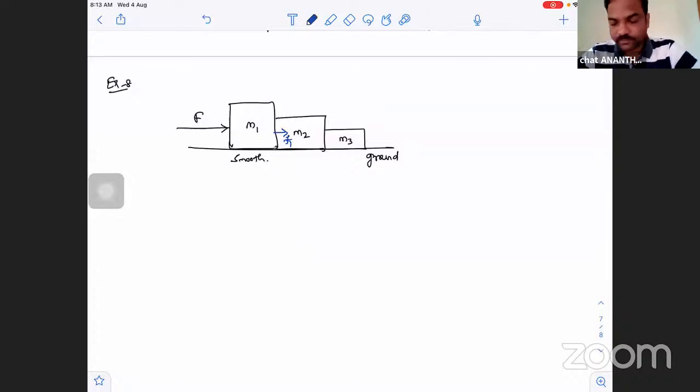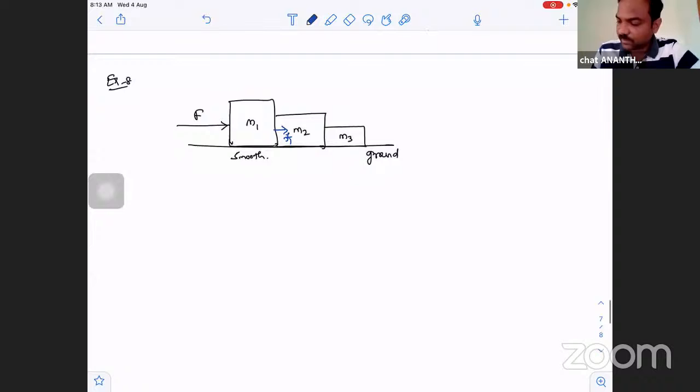As we are pushing M1, M1 will push M2 with F1 force. We can name it differently also, so naming is our choice. M2 will push M3 with F2 force. Understood? I have drawn all the pushing forces first. We are pushing M1 with F force. M1 will push M2 with F1 force. M2 will push M3 with F2 force.